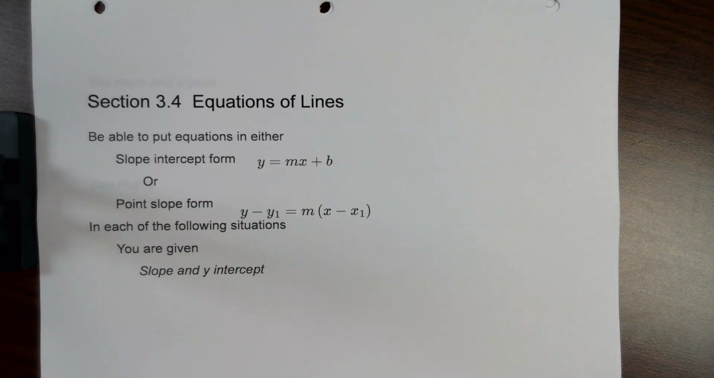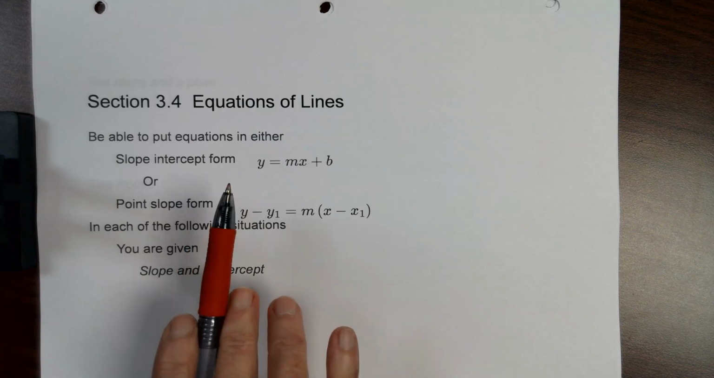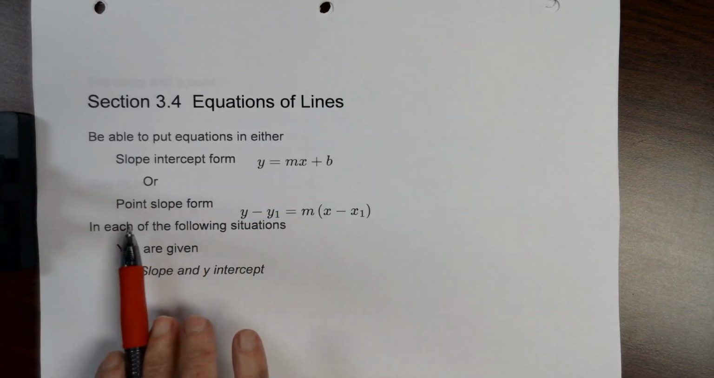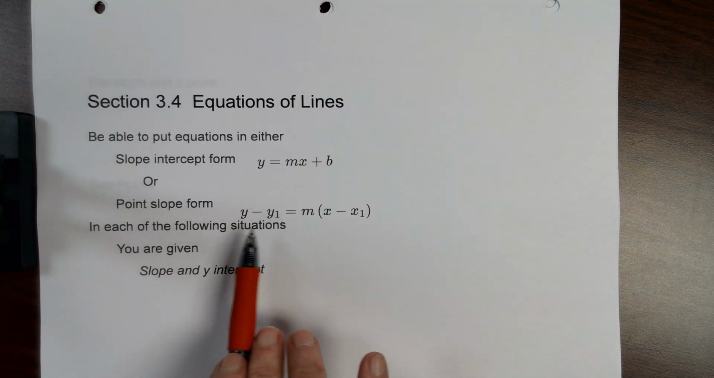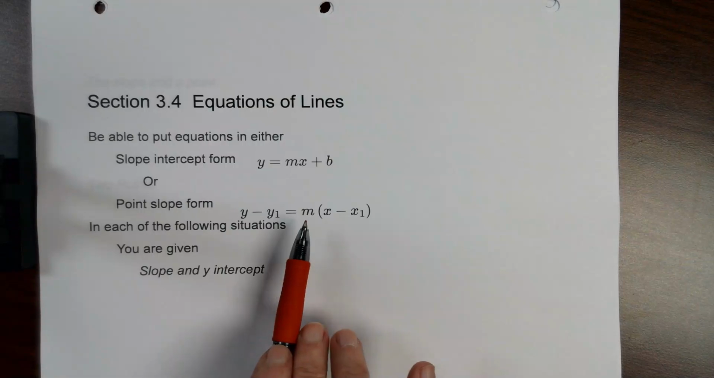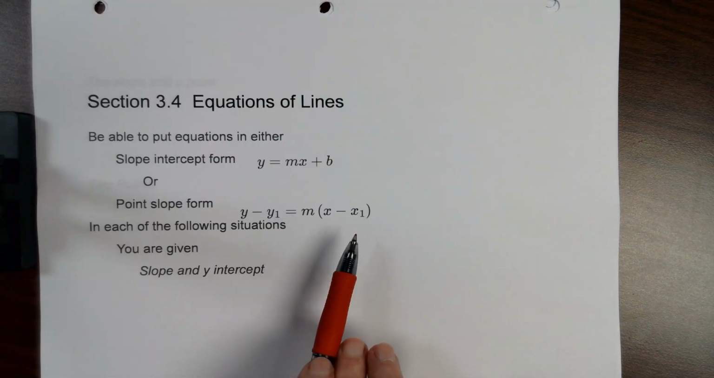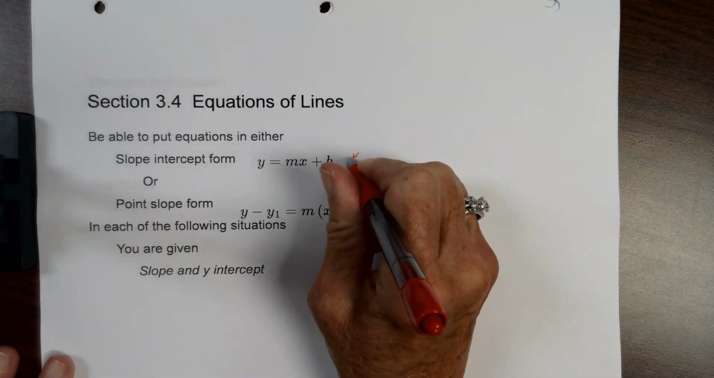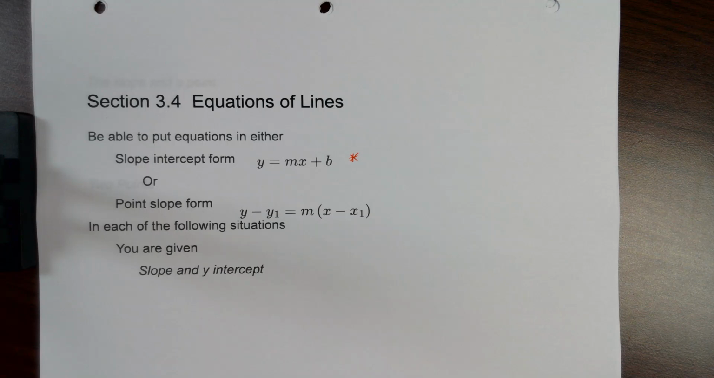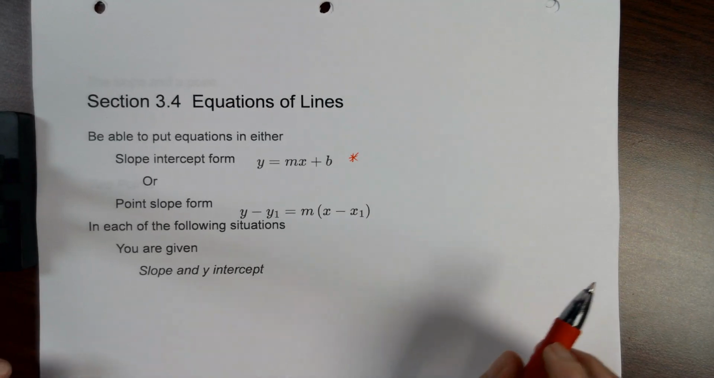Remember, they might ask you for the slope-intercept form, which is y equals mx plus b, or they might ask for the point-slope form, which is y minus y sub 1 is equal to m times x minus x sub 1. If they do not specify which form, you're going to be doing this form. So you should be able to do this in each situation.